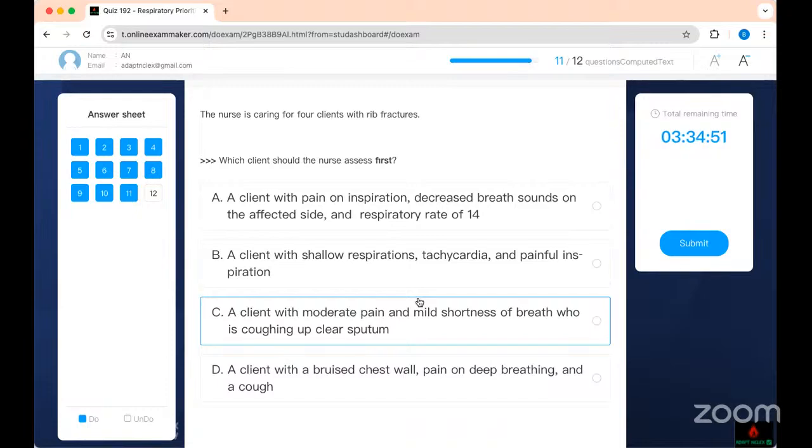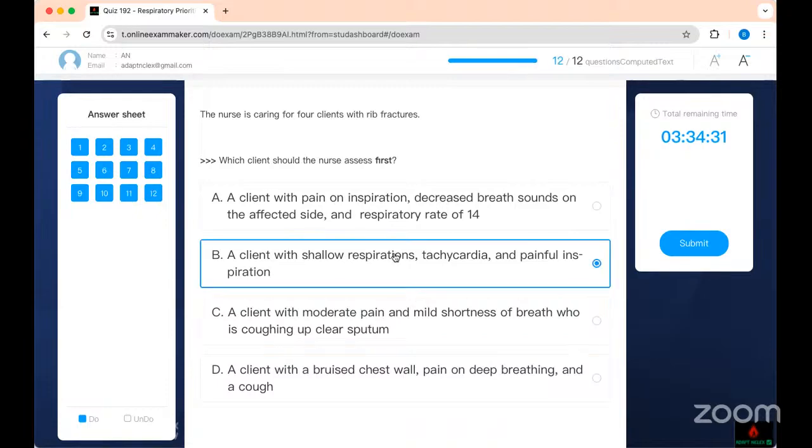You have bruises on your chest, pain on deep breathing, and you cough. Still, you are clearing your airway. If you can cough, you are clearing your airway. Therefore, test-taking strategy: C and D are coughing, they're out. B does not want to take any breath because it's painful. Therefore, that is the right answer.